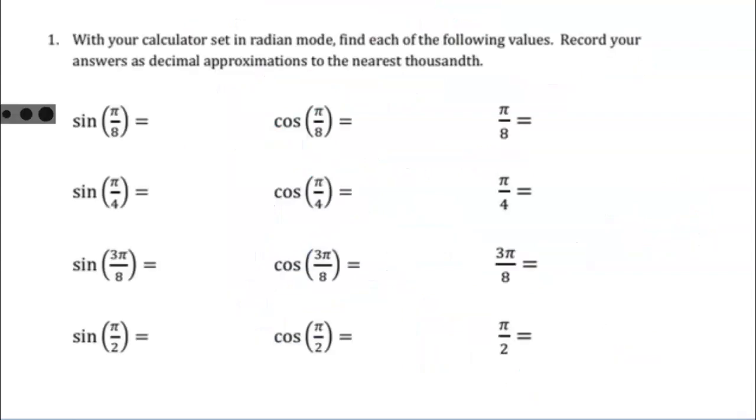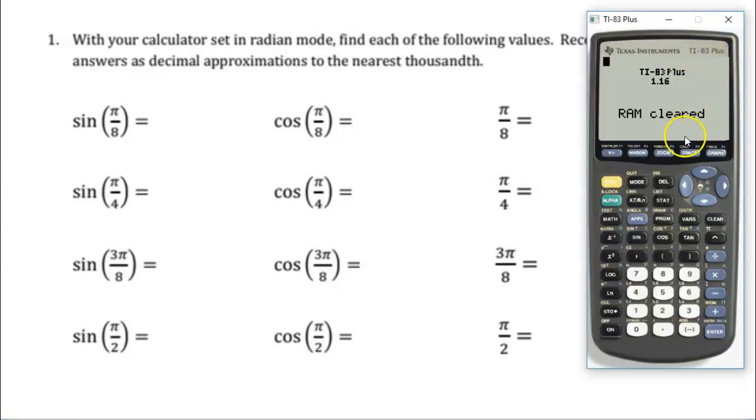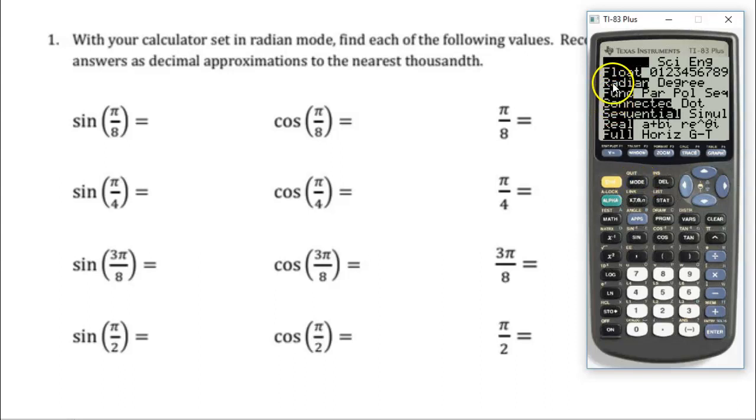With your calculator set in radian mode, find each of the following values. Record your answer as decimal approximations to the nearest thousandth. If you have never set your calculator to radian mode, go to the mode button, and you'll notice that on the third row, radian and degree are both options. Up to this point in your career in math, you've used mostly degree, and your teacher probably made a very big deal about making sure your calculator was set in degree mode and not radian mode. But now we're actually going to get to use radian mode.